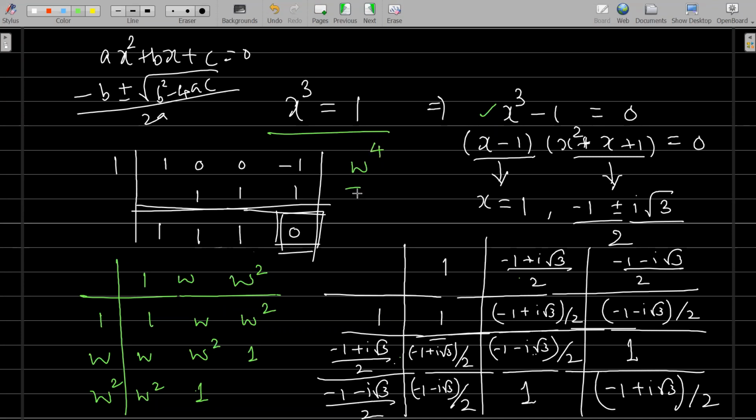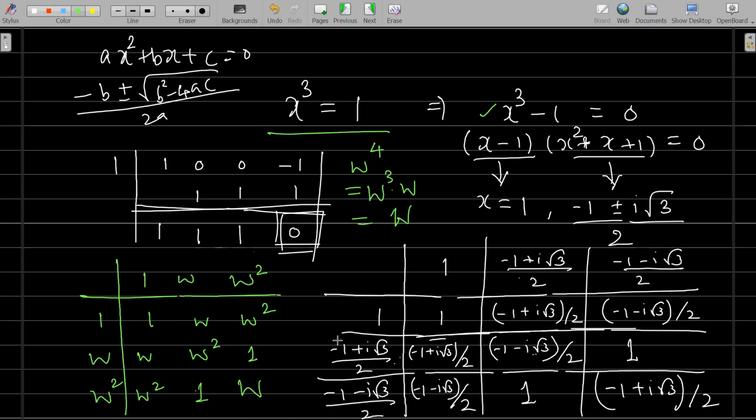what will be omega raised to 4? That is omega cube into omega. That will again turn out to be 1 into omega. So shall I say it's omega? Is this point clear? This table clear?